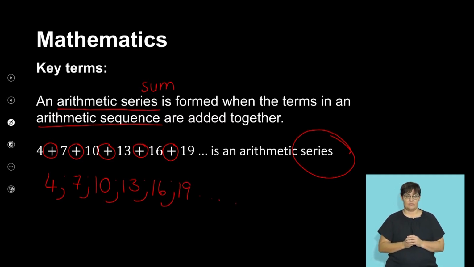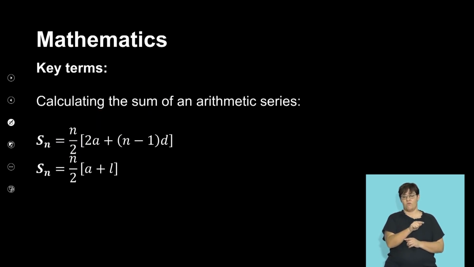Great. Let's have a look at the actual formula for an arithmetic series. So everyone, the two ways that I can calculate the sum of an arithmetic series are Sn is equal to n over 2 times (2a plus (n minus 1)d), or alternatively, I could say Sn is equal to n over 2 times (a plus l).